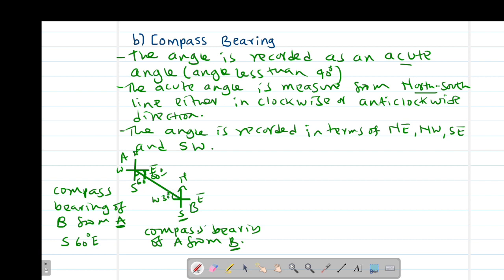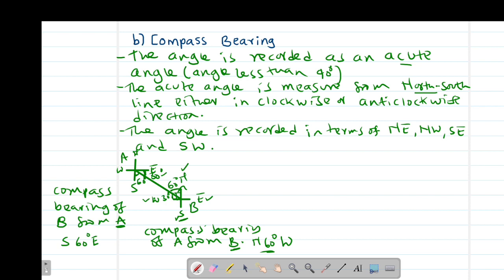But the 30 degrees is not in contact with the north-south line. Instead, it is in contact with the west-east line. Therefore, the angle that you are going to record is this angle that is on the upper side, because this angle is in contact with the north-south line. So if this is 30, the remaining angle will be 60 degrees, because remember the whole of this should be 90 degrees. Therefore, the compass bearing will be north 60 degrees west. So that is the angle that you are going to record.